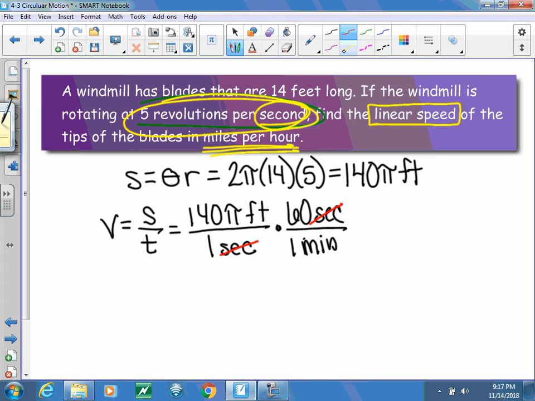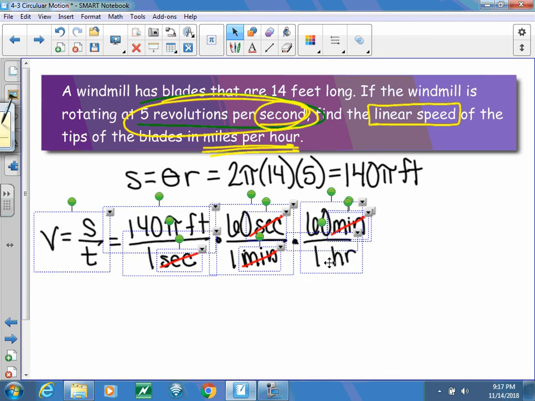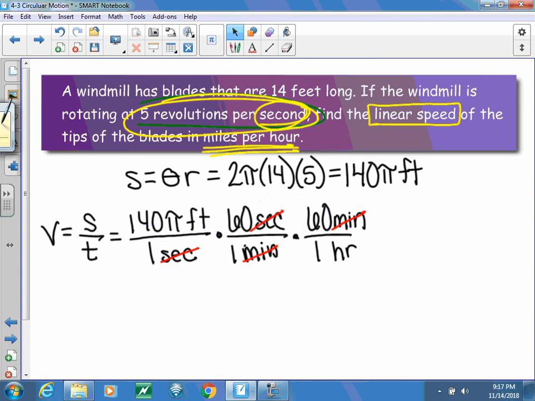All right, now I need to get from minutes into hours. So since minute is down here in the denominator, I need to put the minutes up here in the numerator so that they would cancel each other out. So I know that there are 60 minutes in 1 hour. And so now here we are canceling things out, and you've gone from having something in feet per second to now you have feet per hour. So we are very close to being done with this. Now we just have to convert it, instead of feet, into miles.